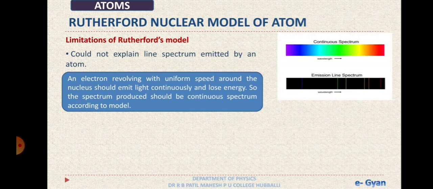Now, you can understand, we have a continuous spectrum where every color combines with the next one. So you can't actually tell distinctly where one color has ended and another color has started. If the atom behaved according to the nuclear model, then it would have given a continuous spectrum. But in reality, an atom gives a line spectrum. It is called the discrete spectrum. So the Rutherford model failed in explaining the line spectrum emitted by an atom.